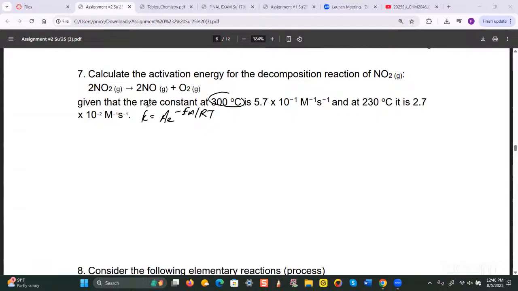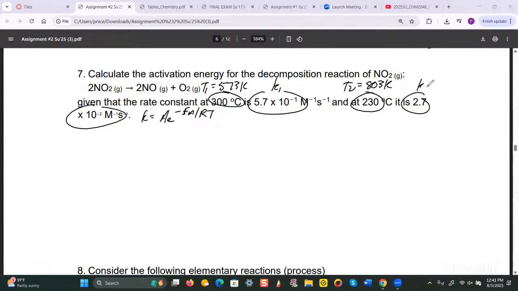Now, here's the thing. You're given two temperatures and you're given two values for the rate constants, right? So basically what we can do here is designate this one to be k1 and the corresponding temperature is T1. Now, the temperature has to be expressed in Kelvin. So we have to add 273 to this. So that becomes 573 Kelvin. And then we do the same thing here. But this time I'm going to call this T2. So 230 plus 573 gives 803 Kelvin, right? And this here I'm going to call k2, all right?